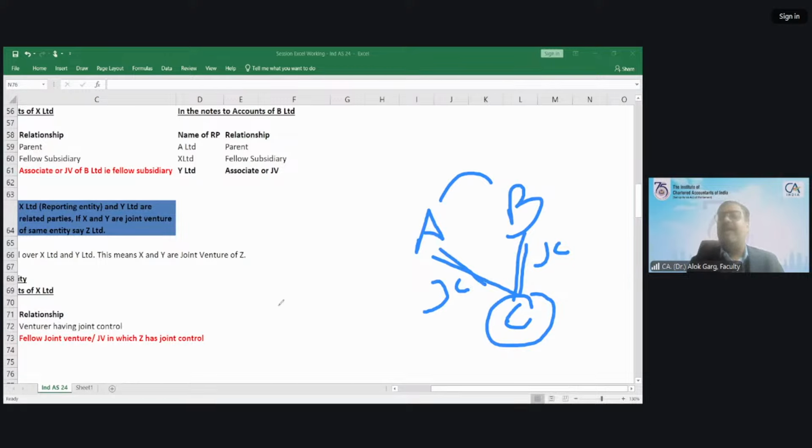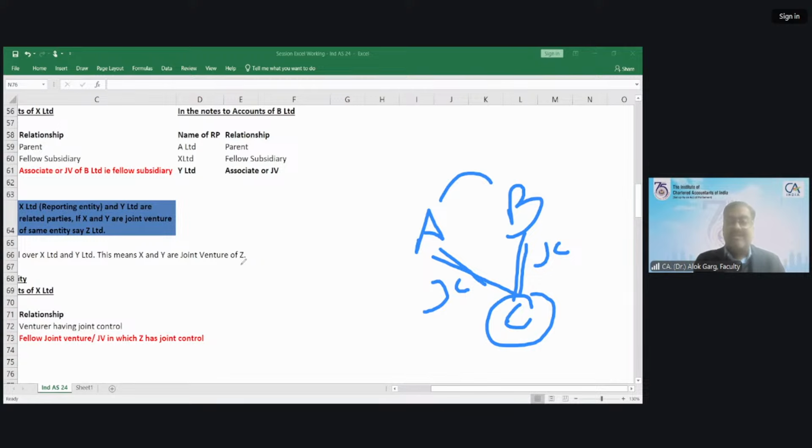No, A and B are not related parties, right? A and B are the venturers, they have invested. Who will be the related party? Two or more joint ventures will become related parties if they are the joint ventures of a single party.